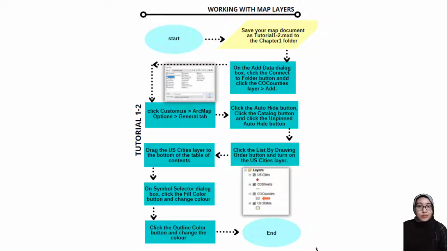Tutorial 1.2 is about working with map layers. Layers are displayed in a particular order on the map's table of contents. Each of them references a dataset and specifies how the dataset is portrayed using symbols and text labels.